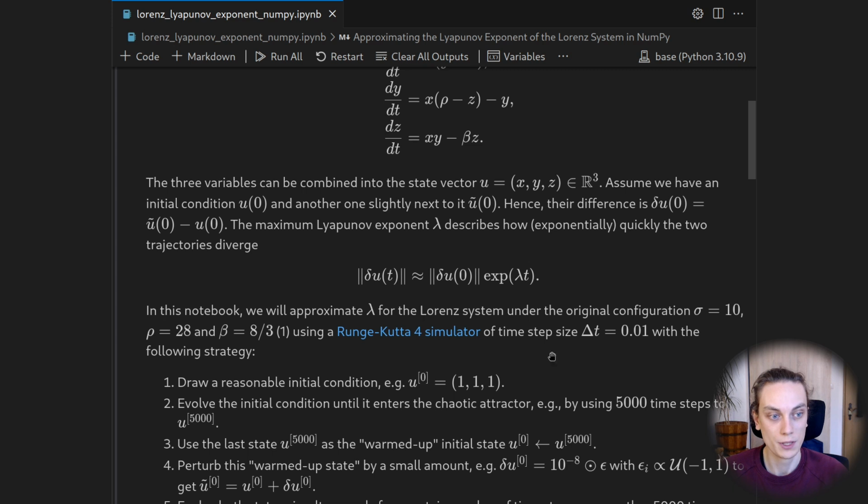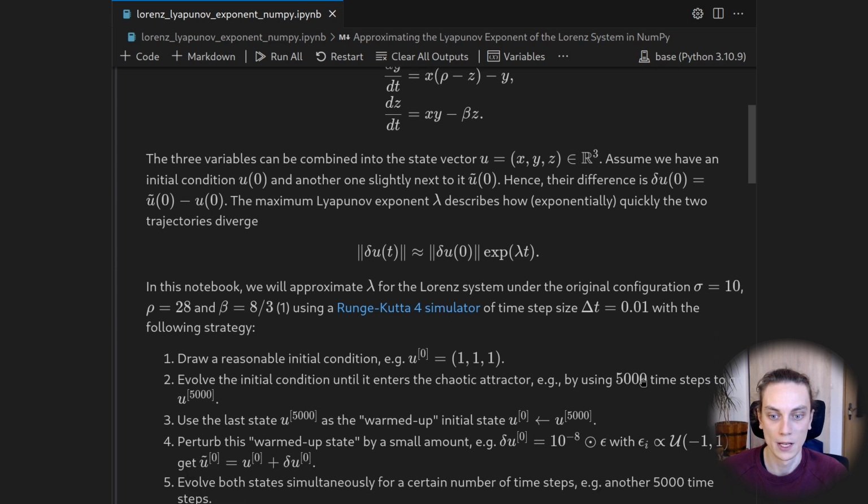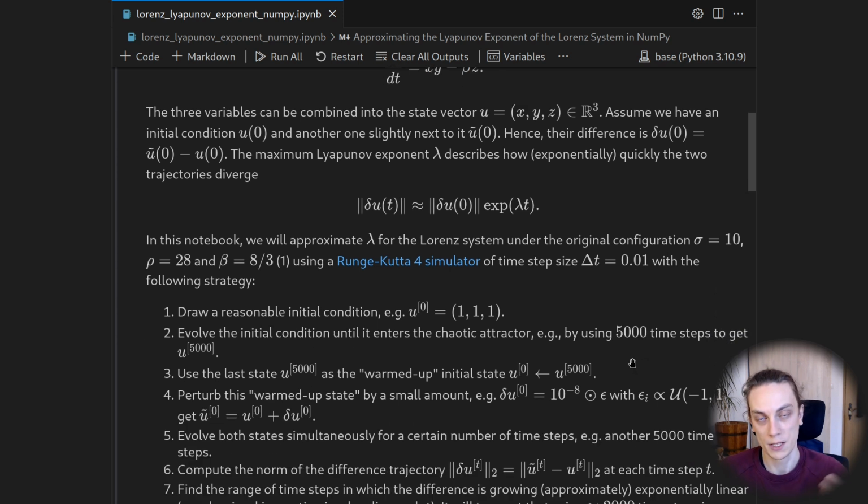Okay, how are we going to do this? We will again use the default configuration from the original Lorenz paper. So in there we set the three constitutive parameters, sigma, rho, and beta. We will again use the RK4 simulator we coded up in a previous video, again with the same time step size of 0.01. And then there are actually multiple approaches to compute the Lyapunov exponent.